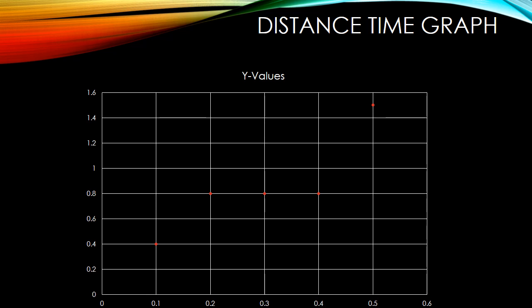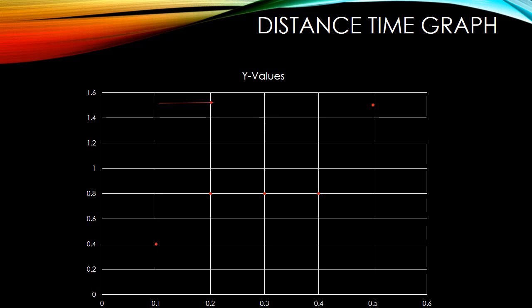We'll observe one example. If you observe an object, its position is 1.5 at a time of 0.1 and also at 0.2 seconds it is in the same position. That means it is not changing its position. That means the body is at rest.